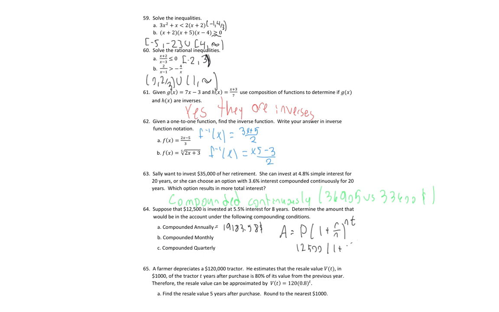Now erasing this part, compounding monthly. Well, there's 12 months in a year, so 12,500 times 1 plus 0.055 over 12 to the 12 times 8. And just plugging that straight into my calculator, I'll go ahead and get 19,389.34.